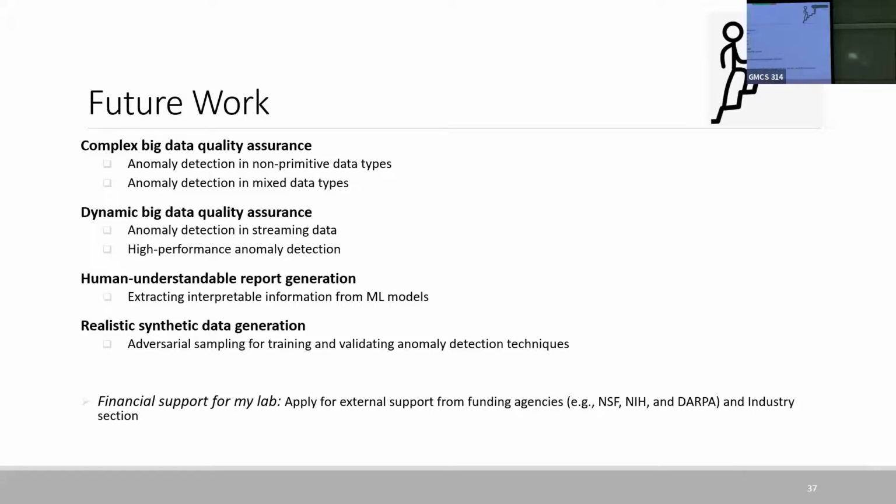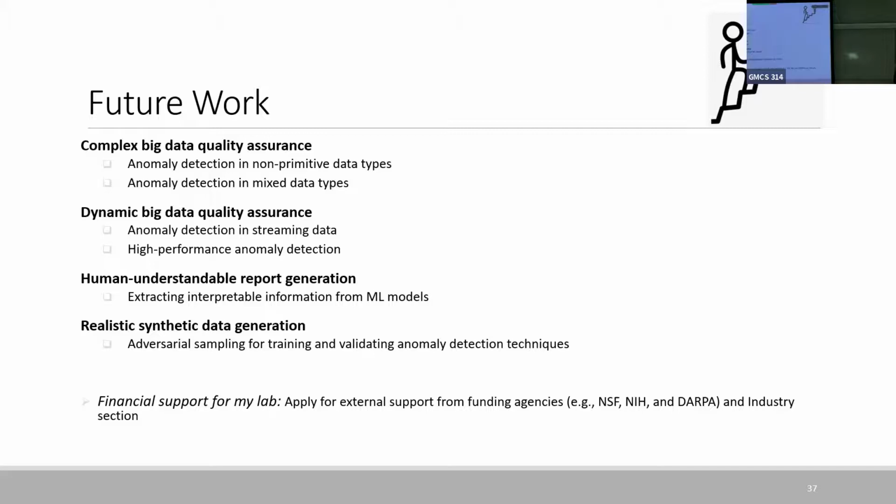So these are some of the works that I would like to work on here, I would say in the near future. One is complex big data quality assurance. By complex, I mean non-primitive data, including image data and text data, and a mixture of them. So how can we enhance the existing machine learning models to handle mixed data types? This is one project that I'm interested in working on.